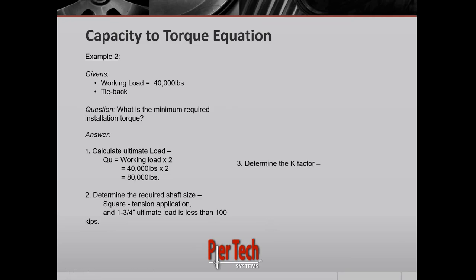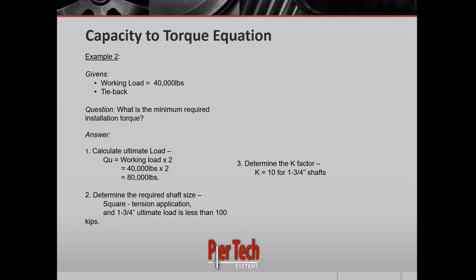Next, you want to determine the K factor. So I'll give you a second while you determine that. All right, so we know from a few slides back that the 1.5" and 1 3/4" both have the same K factor, and that is 10. So every 1,000 foot-pounds equals 10,000 pounds of ultimate load.